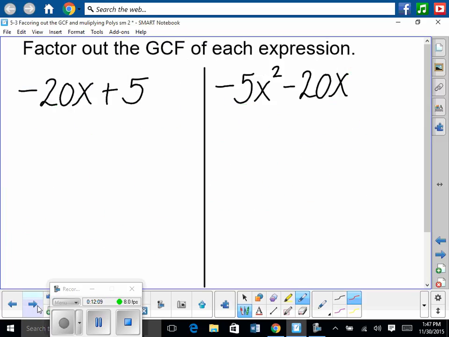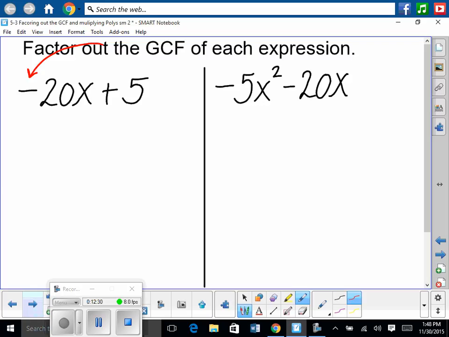Okay, next thing. This is the most important part. Everybody listen very carefully. These are my last 2 examples, so stay with me, they're important. In negative 20x plus 5, what's in common? Nothing about the 20x, but this one has a 5 in common. Now notice something. We have a negative in the front, right?